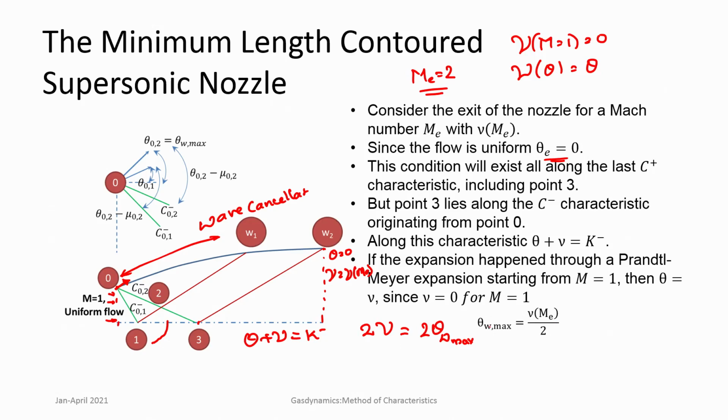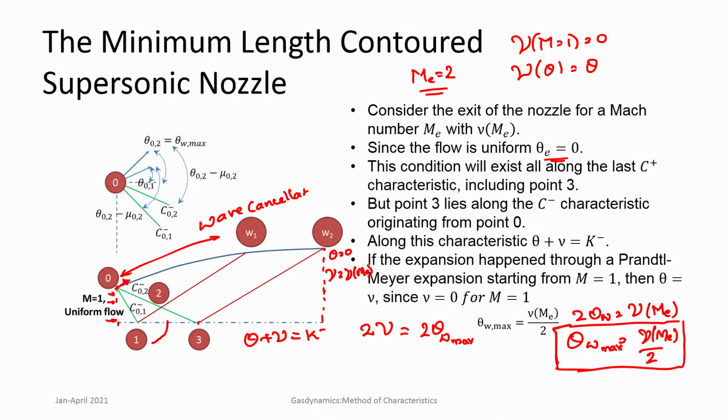Now, from the K plus characteristic, that is equal to nu of the exit angle. So, you get 2 theta wall is equal to nu of Mach number at exit. Therefore, theta wall maximum, the flow turn, is nu of M exit divided by 2. Okay. So, this is the relationship to find what angle the wall should turn at point 0 in order to get the exact Mach number at the exit.